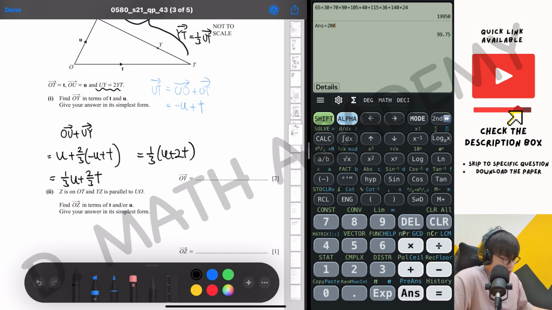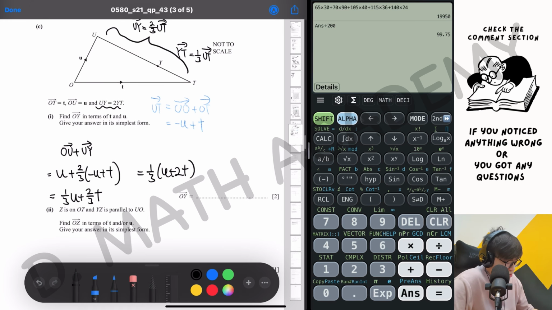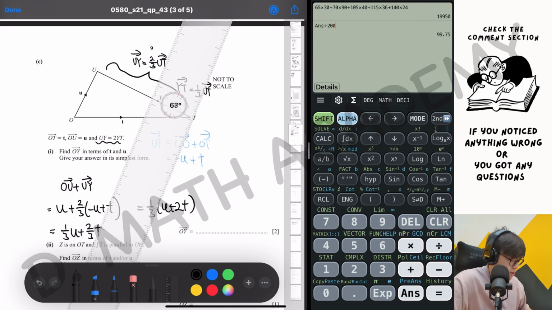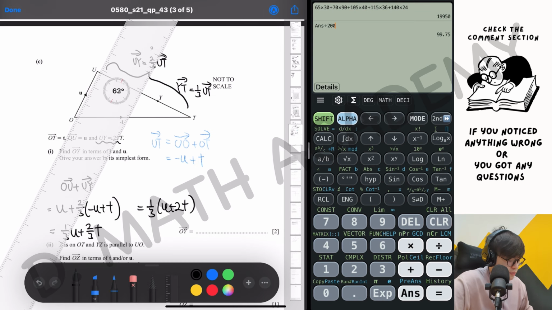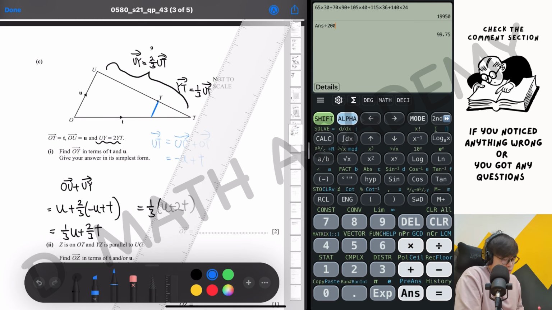Okay, Z is on OT and YZ is parallel to UO. What they mean by parallel is that, for example, if I were to draw a line here, you will make them parallel first. This could be your Z location.